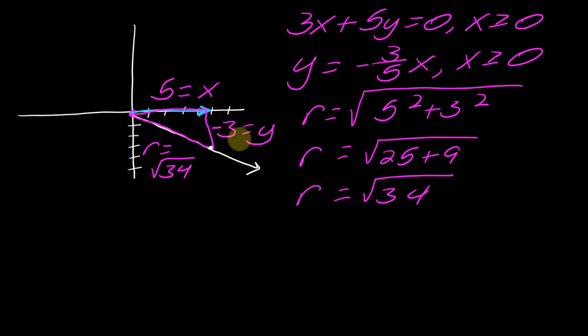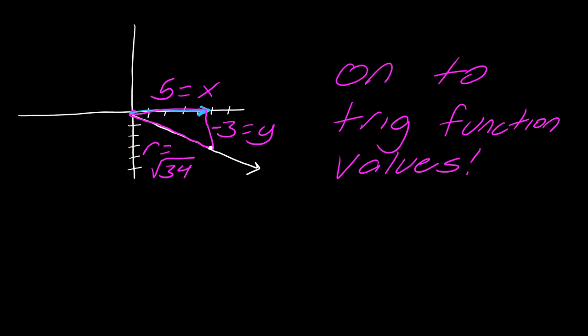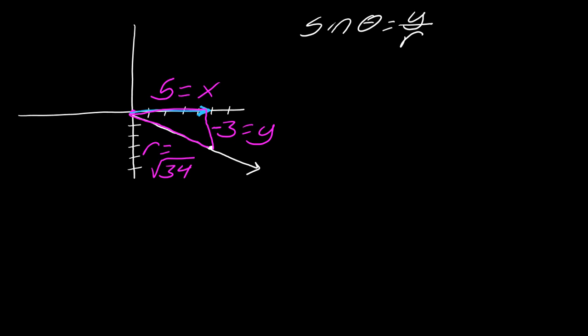Okay, so now that we've done all of this, we can move on to the trig function values. Starting with sine, sine of theta is going to be y over r. So if I take my sides, my y here was negative 3, my r was the square root of 34, so I've got negative 3 over the square root of 34.